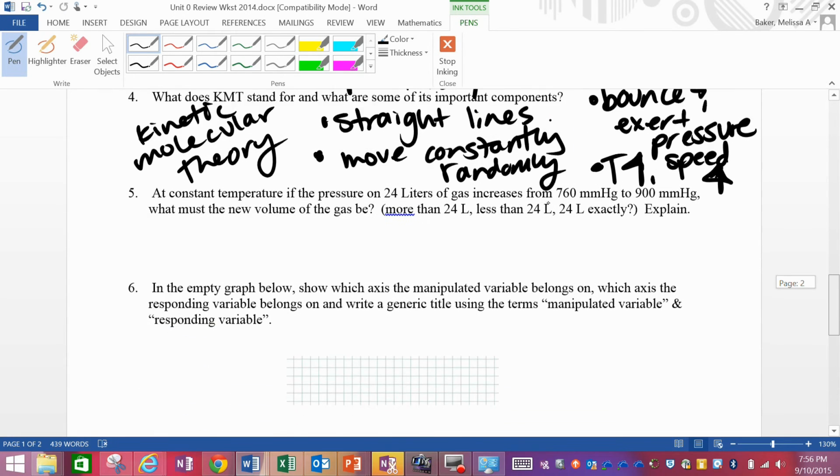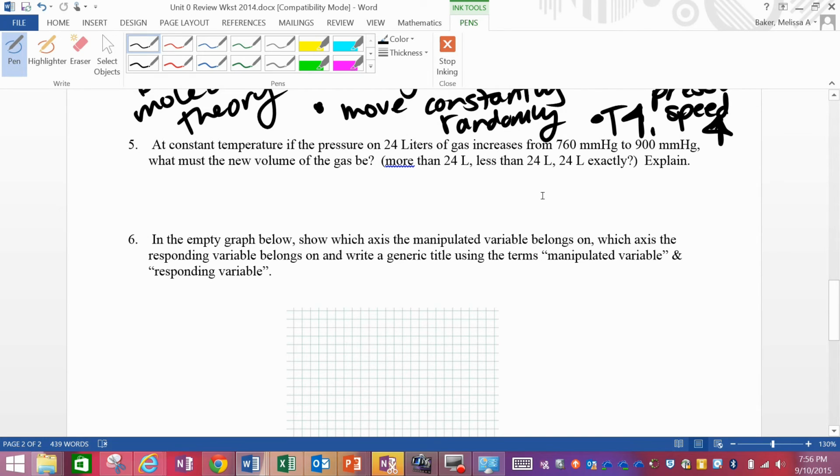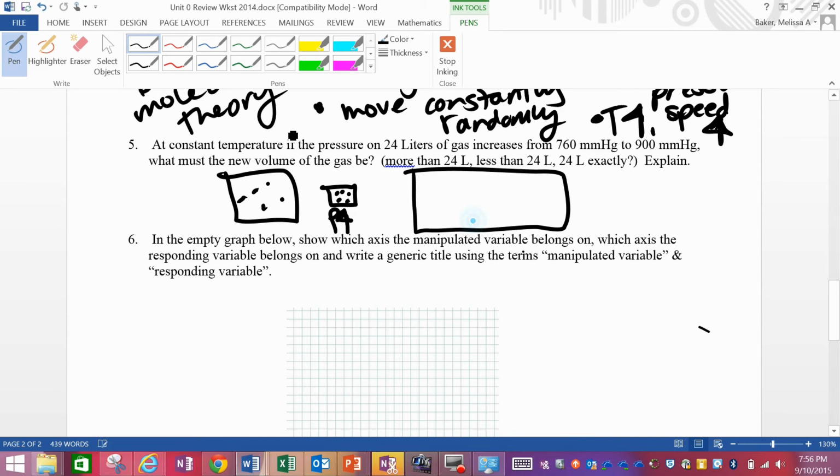Number 5. What must have happened to the volume of the container if the pressure went up? Well, let's think about it. Okay, so we've got this 24-liter container. If the volume had gone down, they have a lot less space to move, so they're going to be colliding a lot more. The pressure here is going to be much higher. If the volume had grown to more than 24 liters, now those particles have more space to move around, so the pressure would go down. So the answer should be less than 24 liters.